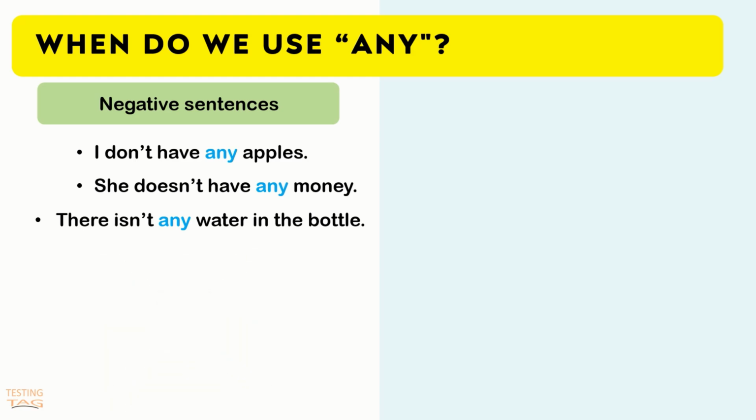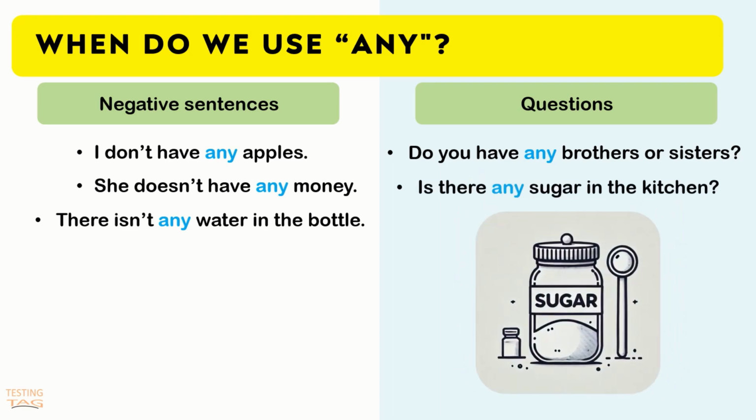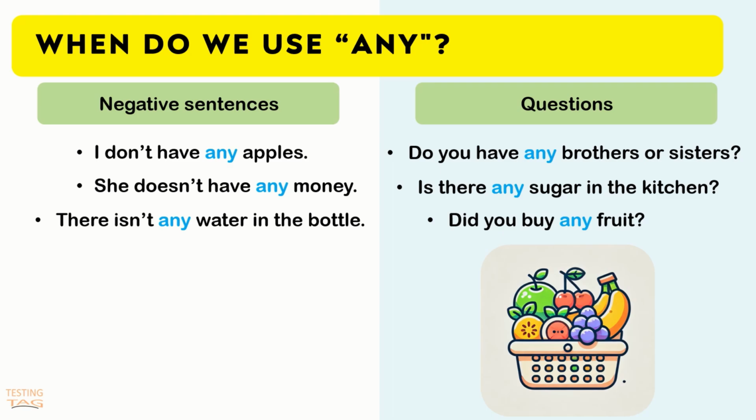Any is also used for asking questions. Do you have any brothers or sisters? Here, any is used to ask about a number. Is there any sugar in the kitchen? Did you buy any fruit?